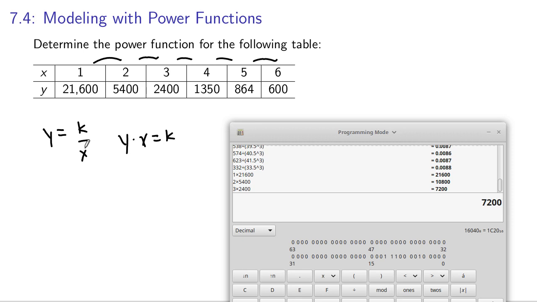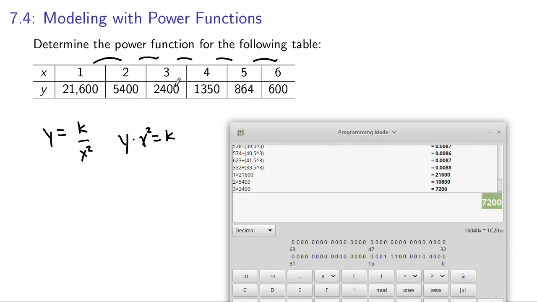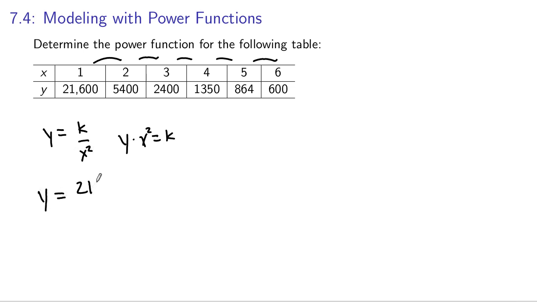Let's try, what if it was inversely proportional to the second power? Then the y value times the square of the x value should be constant. 1 times 21,600 is 21,600. Y is 5,400 times x squared, 4, is 21,600. 2,400 times x is 3 squared, 9, is 21,600. So we found it. It's inversely proportional to the square of x. So our power function would be y is 21,600 over x squared.